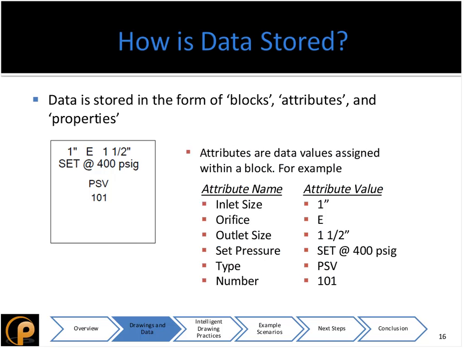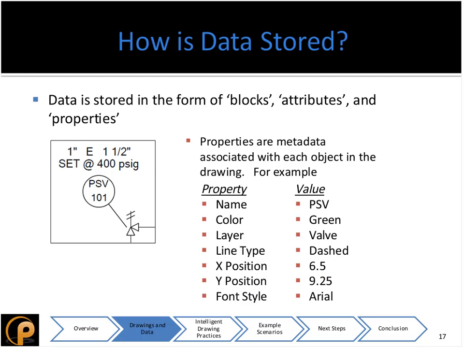Then you have attributes. So attributes are data values assigned within that block. You can have, in this example, the inlet size, orifice, outlet size. All of this information is associated together, again, with the block. And now, as an attribute, it can be pulled individually and then used externally.